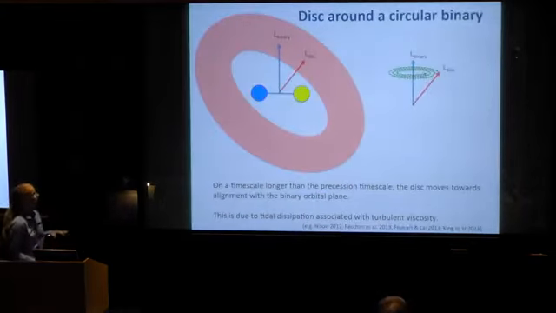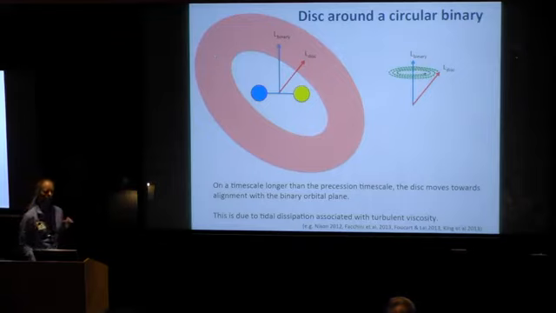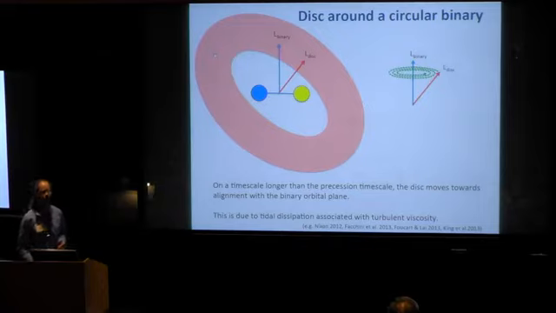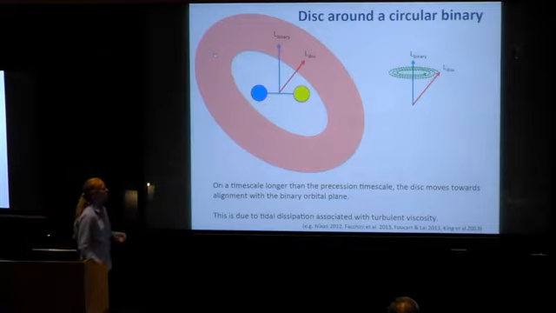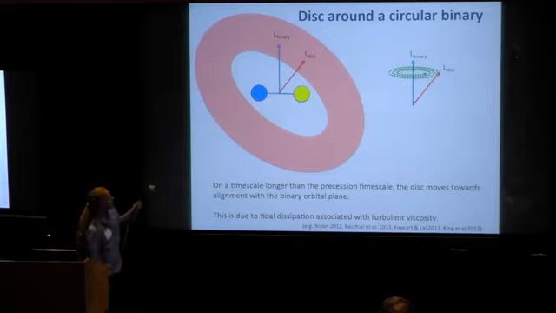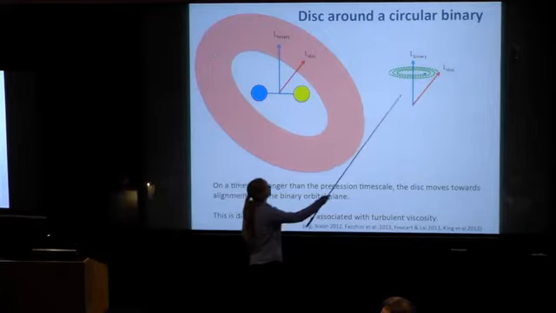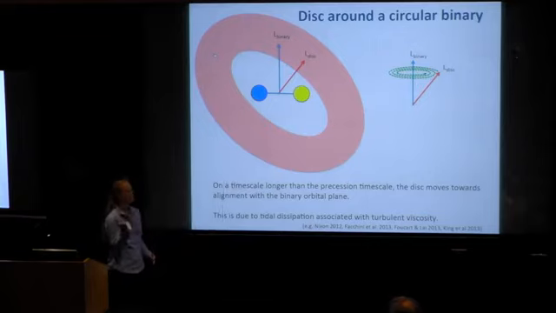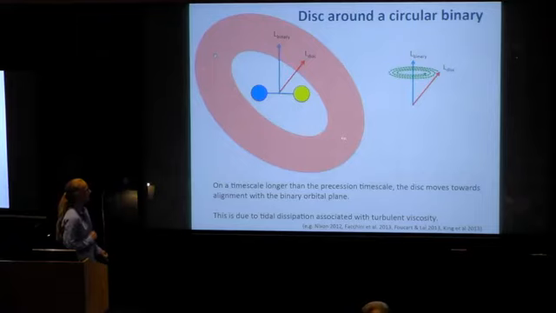Okay, another difference between the test particle case and the disk is that we have dissipation within the disk. So what this means is we're moving to a lower energy state. And so instead of the disk precessing around the binary angular momentum vector at the same inclination, it instead spirals in. So it moves towards alignment with the binary angular momentum.